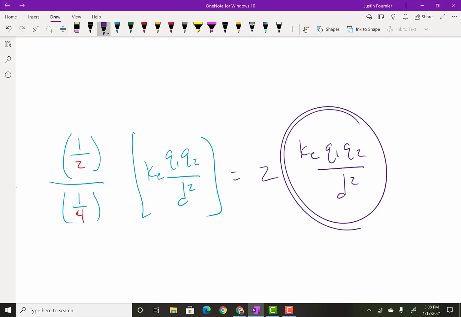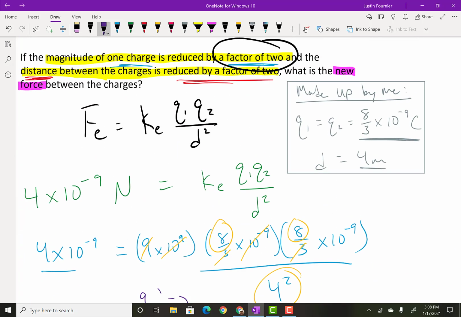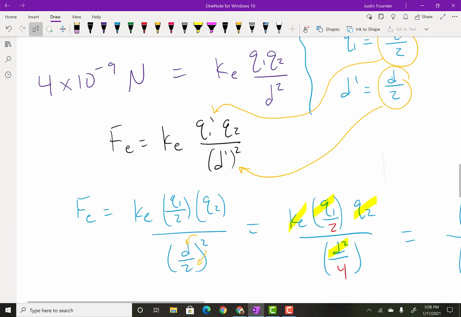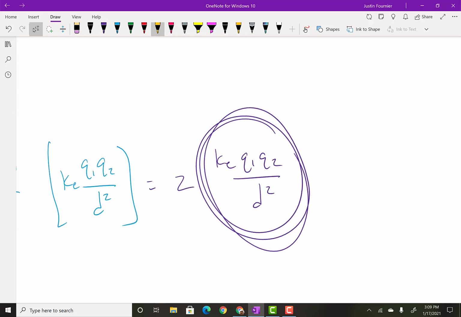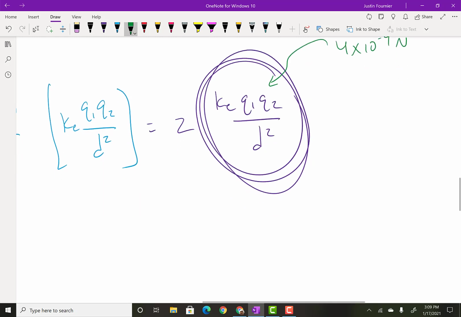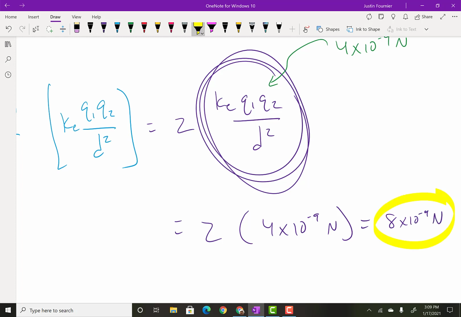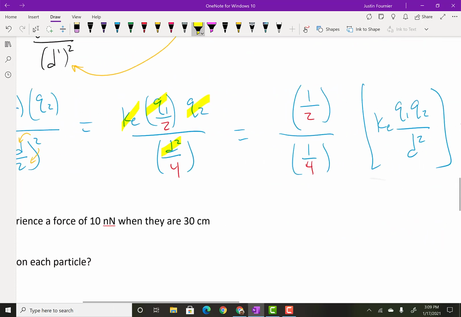And if you remember, K_E Q1 Q2 divided by D squared, as I said back up here, is what the original 4 times 10 to the negative 9 was. So instead of K_E and so on, I'm going to plug in 4 times 10 to the negative 9 newtons for all of that. So I got this 2, so this equals 2 times 4 times 10 to the negative 9 newtons. Well, 4 times 2 is 8, and I get 8 times 10 to the negative 9 newtons, which again is the right answer. And that's a little bit of a faster way to do this.